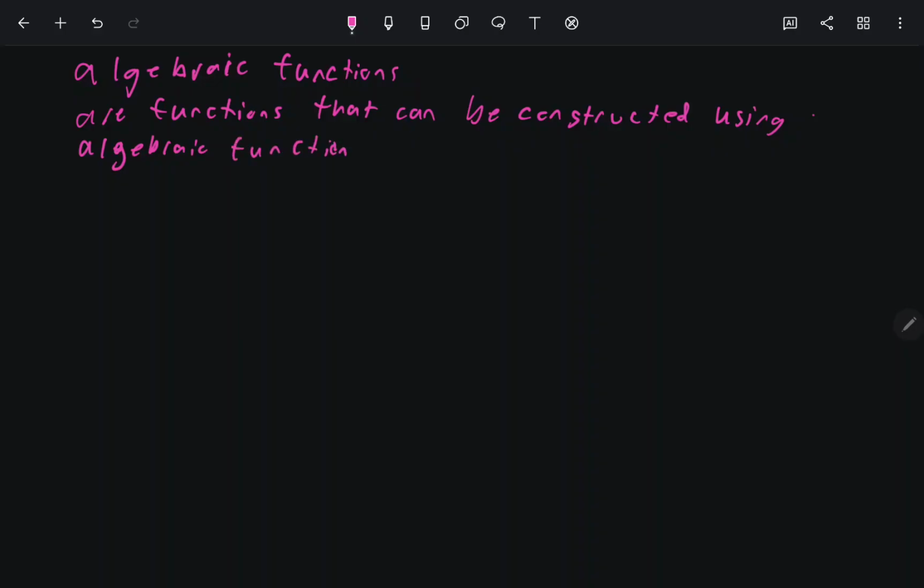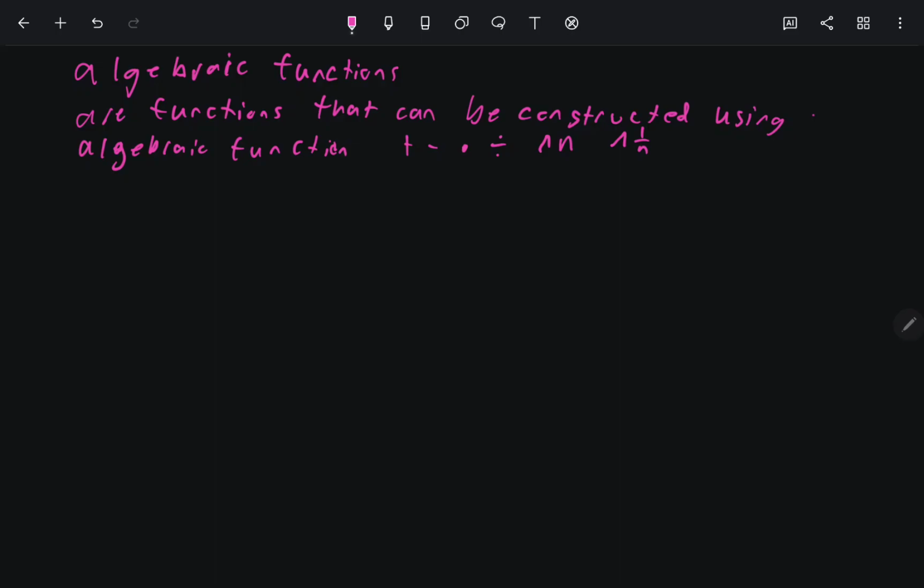And these are things like addition, subtraction, multiplication, division, and raising things to a power, which I'll write with a caret to an n, or doing square roots, or doing roots. All of these things are algebraic functions.